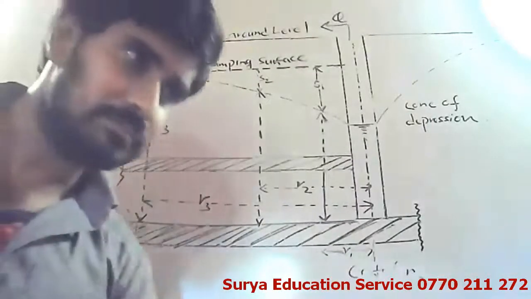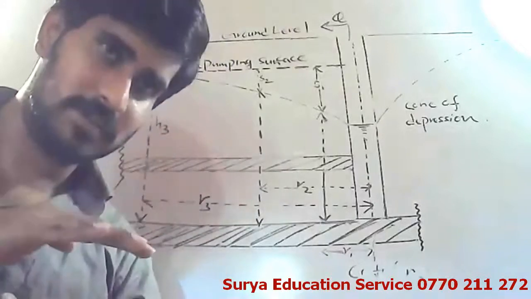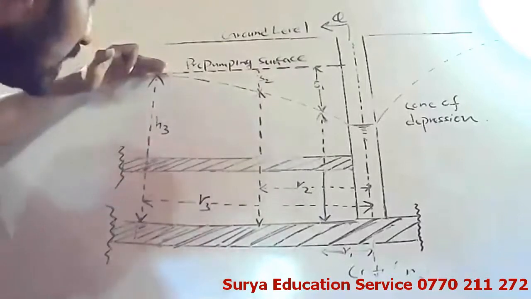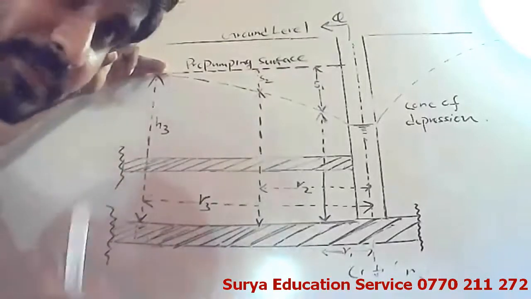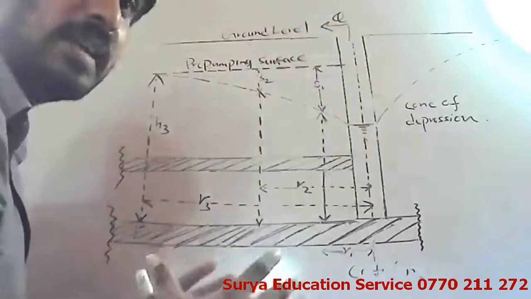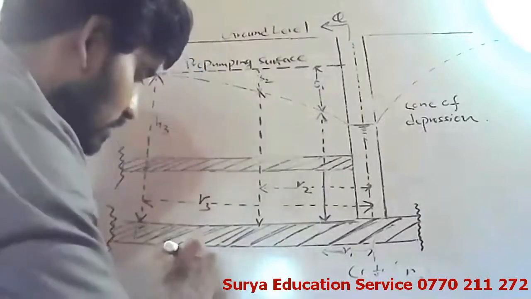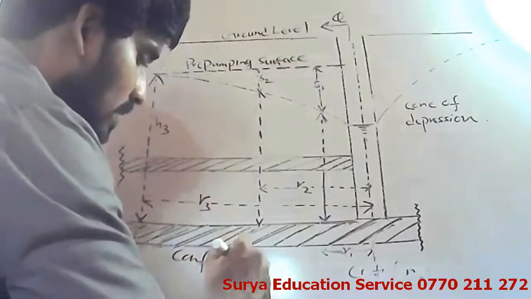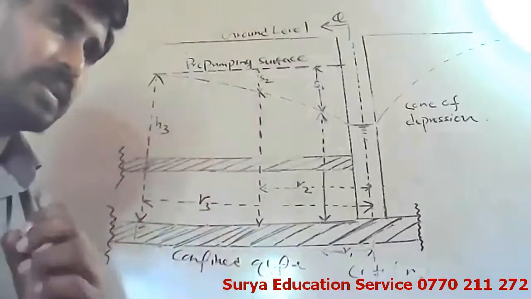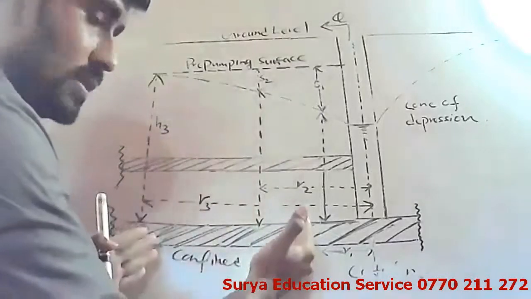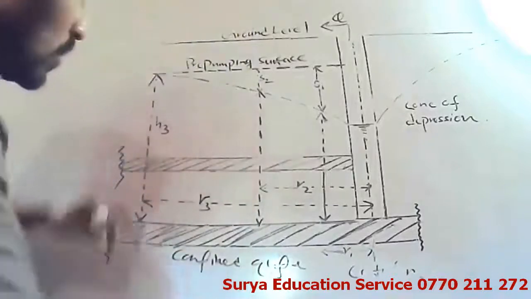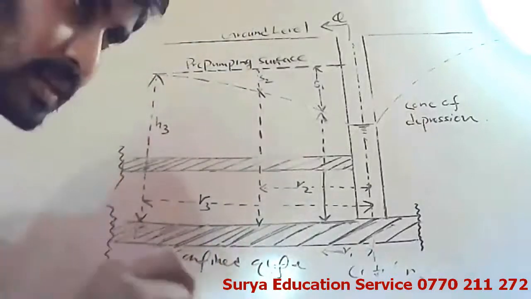That means the water level at rest, before pumping. This should be the level of water, so we call it the pre-pumping surface. Done. And now this is the confined aquifer. The reason we call this a confined aquifer is that it is very well confined between this bottom layer and this top layer. That means very well stored. So this is the thickness of this confined aquifer.